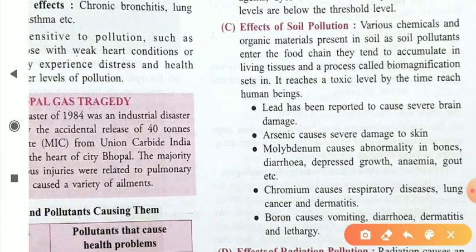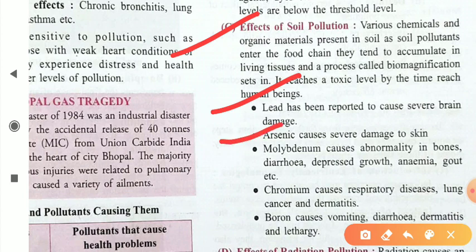Okay, dear student, now the effect of soil pollution. There are various chemicals and organic materials present in soil as soil pollutants. Through the food chain, they tend to accumulate in living tissues, and a process called biomagnification sets in. It reaches a toxic level by the time it reaches human beings. So soil pollution is also one of the biggest problems. Lead has been reported to cause several brain damages. Similarly, arsenic causes damage to skin.